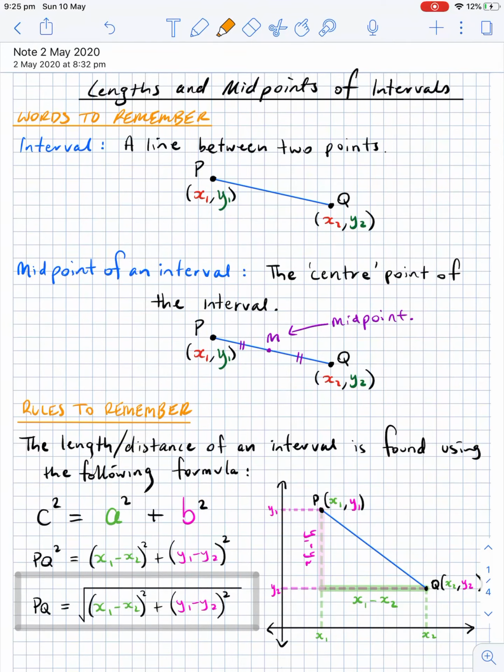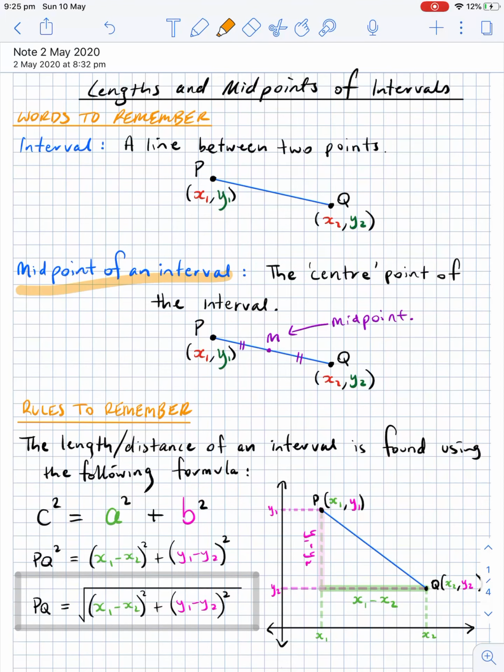Hi guys, for today's lesson we're going to be dealing with lengths and midpoints of intervals. So first up, what do I mean by an interval? An interval is literally just a line between 2 points. So here you can see one point is P, the other point is Q. The interval is literally just a line between them.